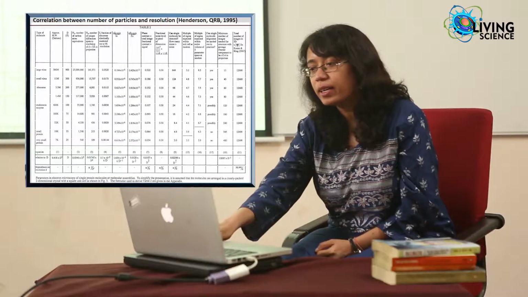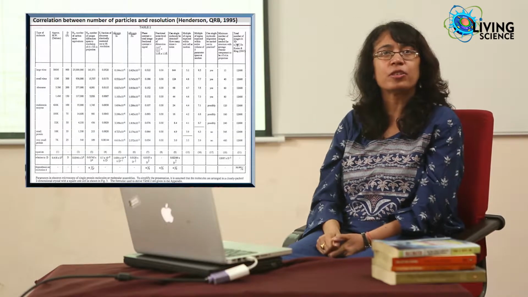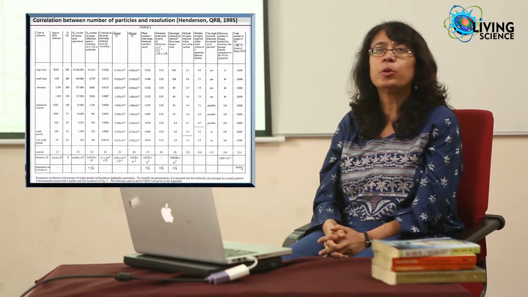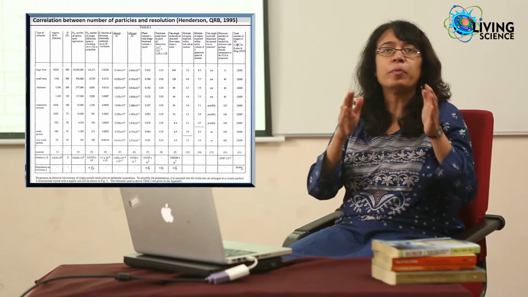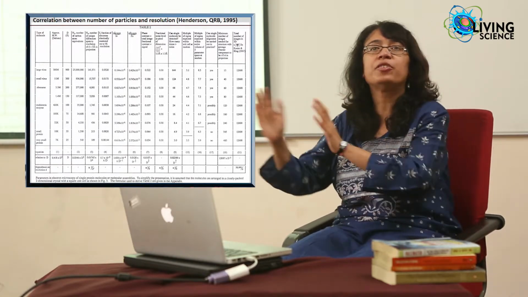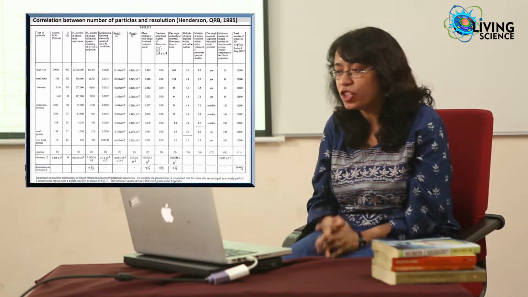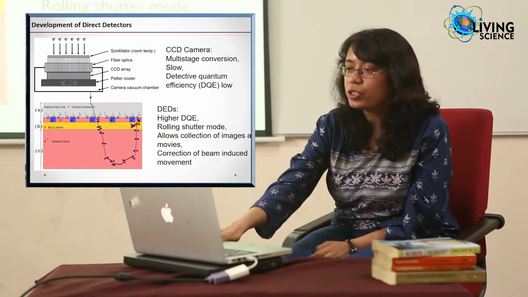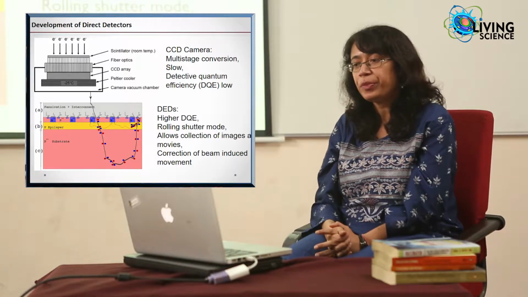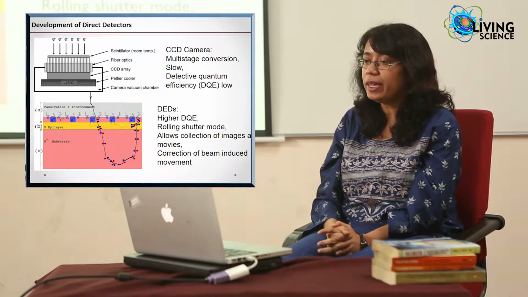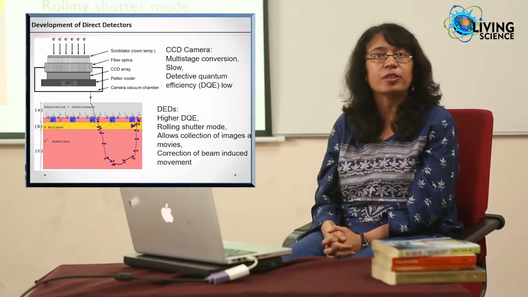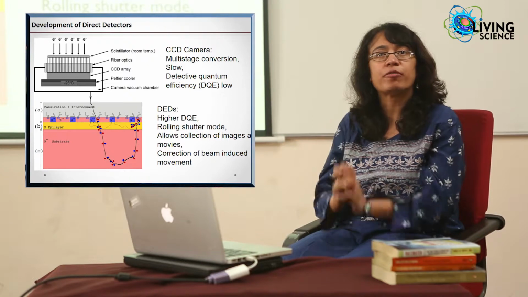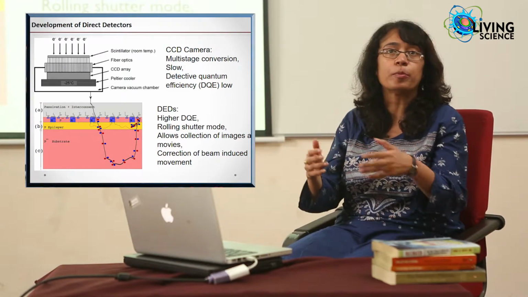But this is where the theoretical calculation said that reaching below 3 angstrom should be possible with only 12,000 something particles, if all the information from the object can be transferred to the image. So this is where the challenge was. And this is where Richard Henderson and colleagues came in, because they developed these detectors called direct electron detectors, which were a departure from CCD cameras, which had been used up to 2012 or so.